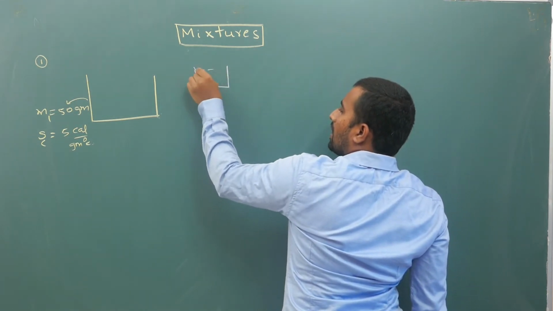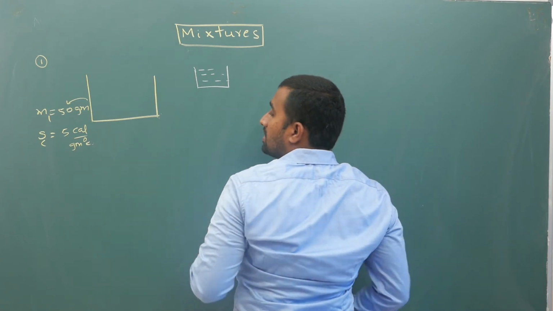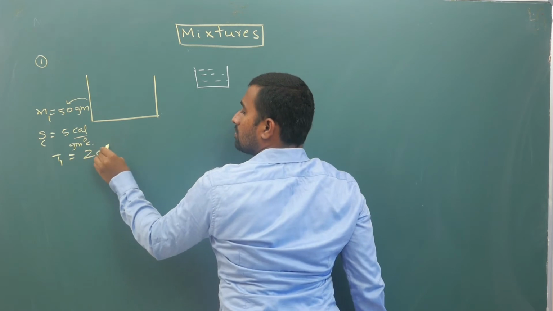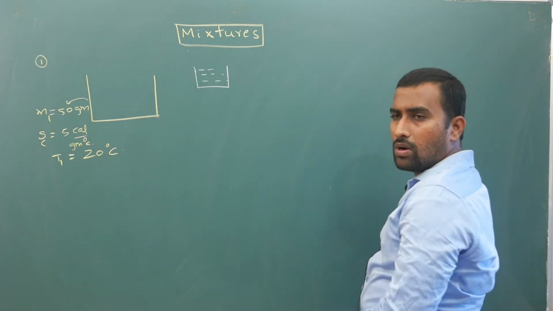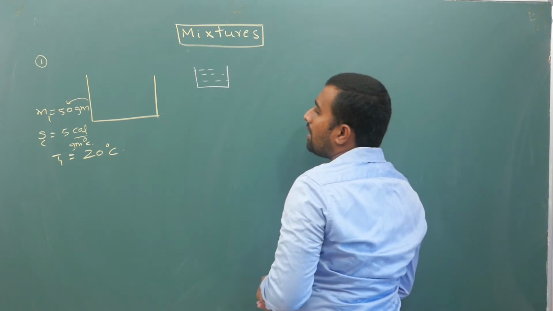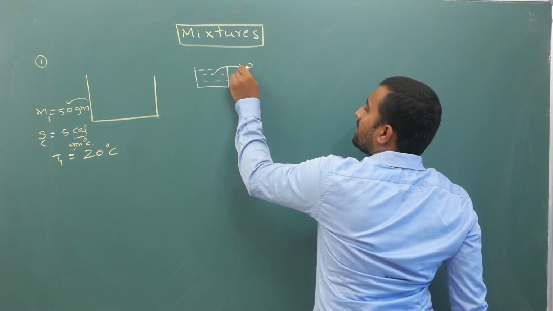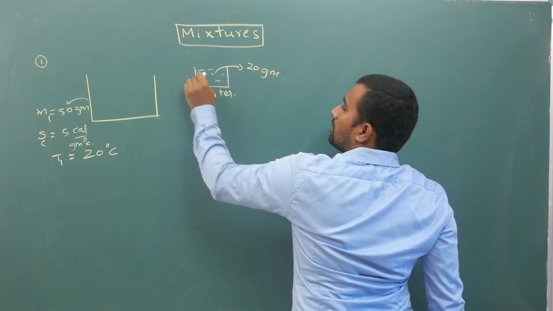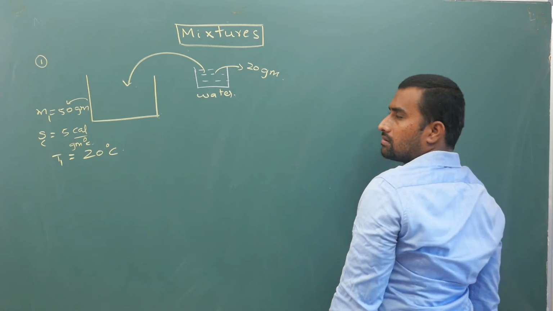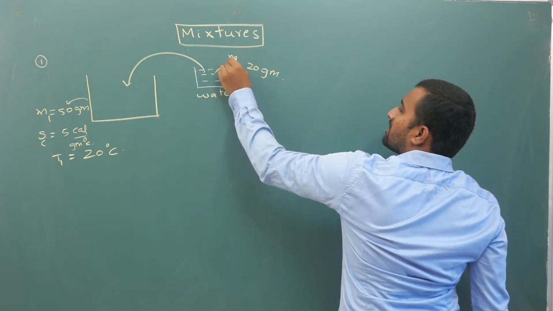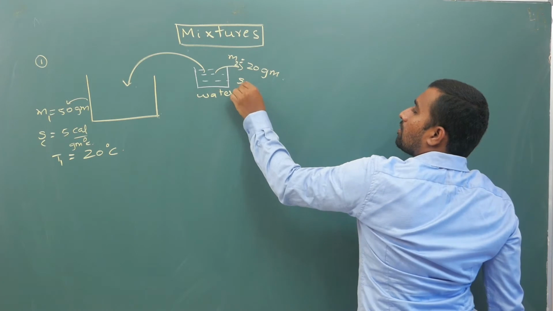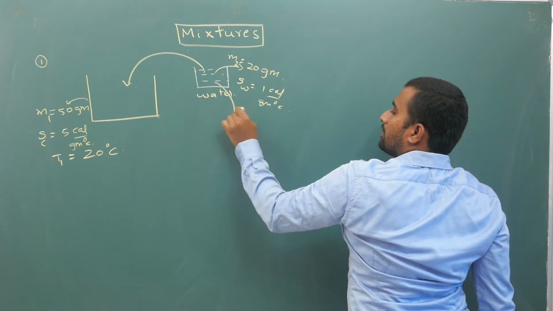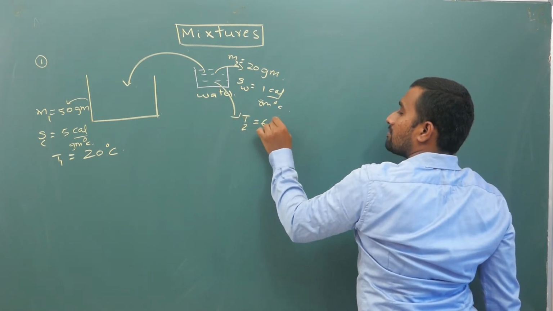So you have water. Initially, let us say it is at a temperature of T1 equal to 20 degrees centigrade. Now what you are doing is you have 20 grams of water. This is water, and you are mixing it into this container. I don't need to give the specific heat. The specific heat of water is 1 calorie per gram degrees centigrade, and its temperature is 60 degrees centigrade.